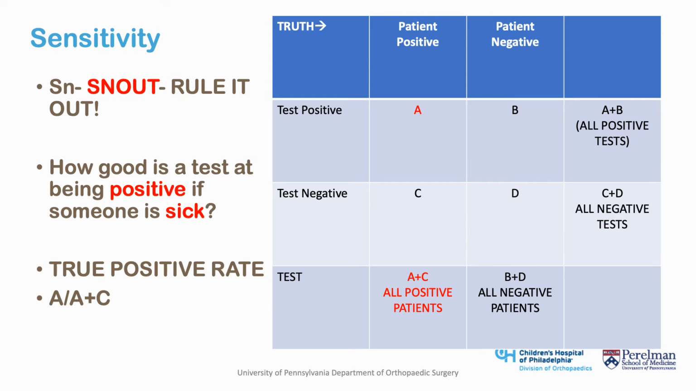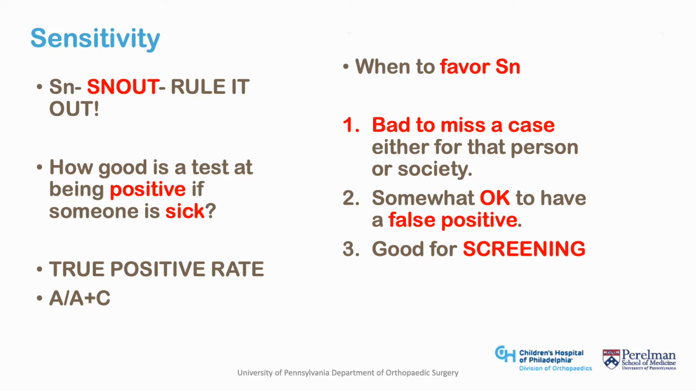When examining a test's sensitivity, you would like to know how good a test is at being positive when the patient is sick or has the condition. It can be thought of as the true positive rate, or A, patients who test positive, over A plus C, all positive patients. You should favor sensitivity with a screening test or tests where having a false negative would likely be harmful in some way.